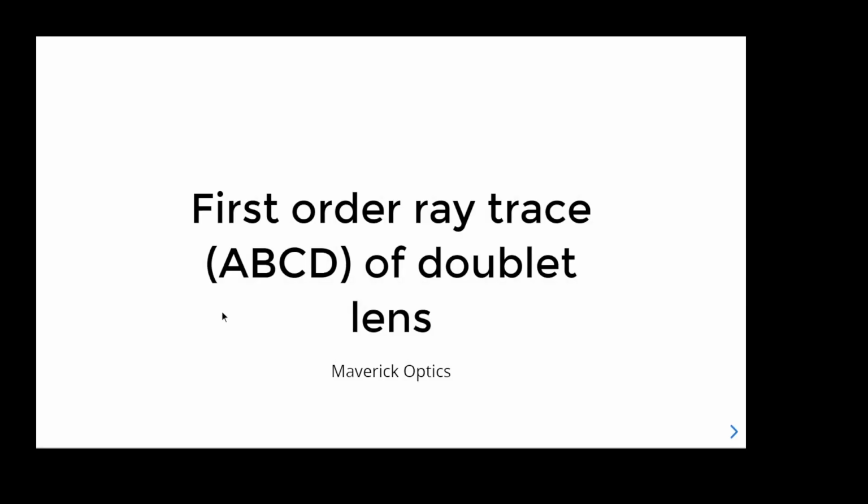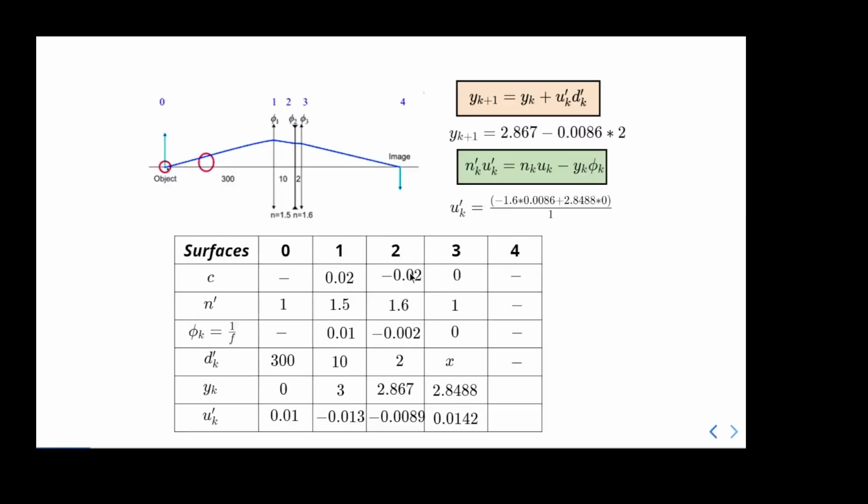Hi everyone. In this video, we look at first order ray tracing using the ABCD matrix method for a doublet lens. In the previous video, we looked at the YU tabular method for tracing a ray of height 0 and angle 0.01 through the system. And we used these two equations: one is the refractive equation and one is the transfer equation.